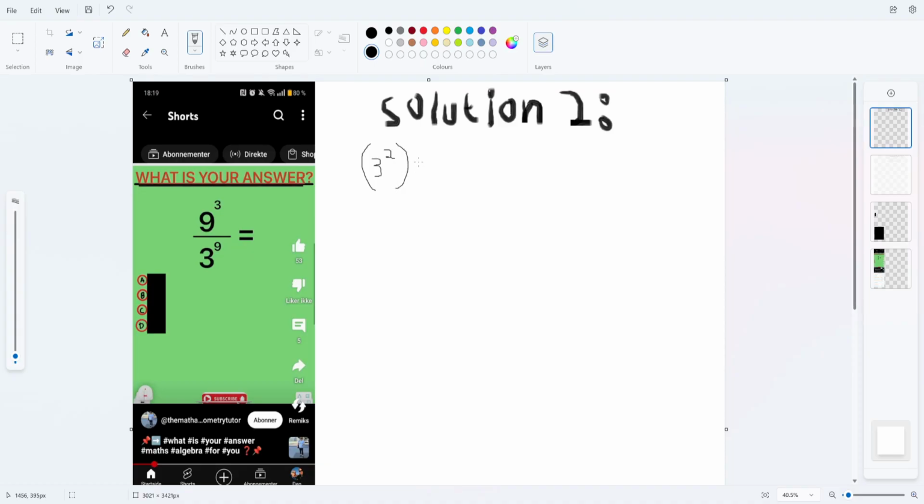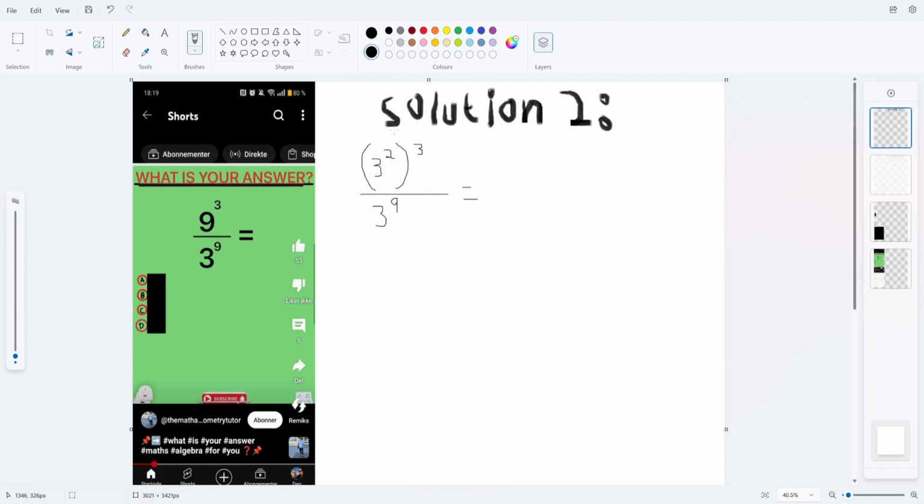So that's where we have the exponent rule. And the power of 3. And then divided by 3 to the power of 9. We're just gonna let it stay as it is, at least for now. What's the next we do?